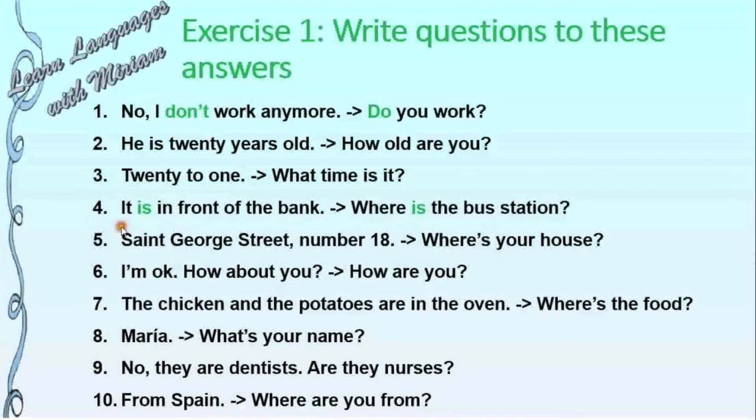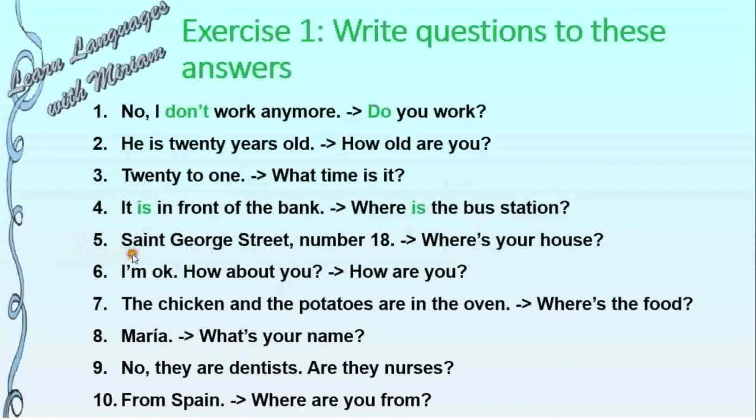4. It is in front of the bank. So the normal question is, where is the bus station, for example? So first we write the question where, then the verb to be is, the same as in the answer, the verb to be, and then what we are asking for, the bus station, for example.